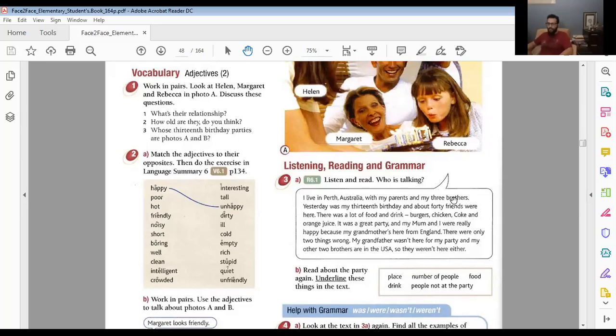Who is talking? All right, let's find the CD here and find the track. We want track number 6.1.